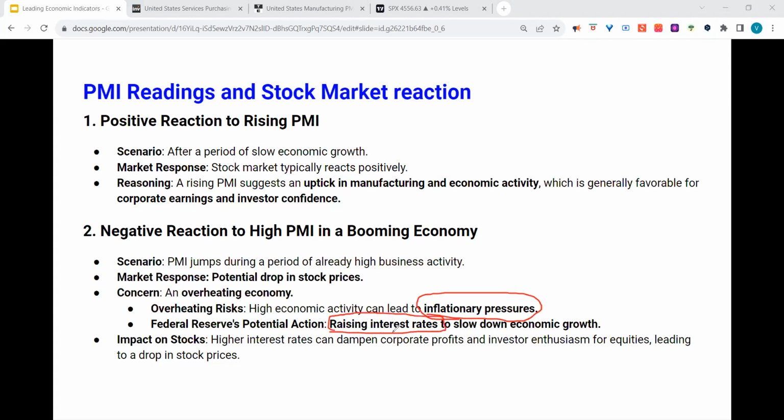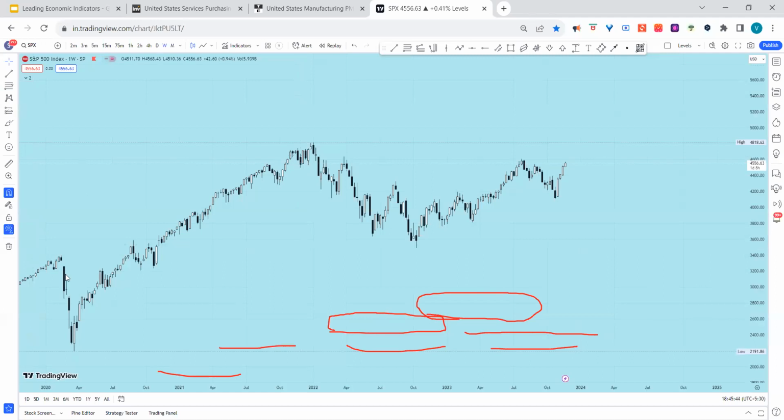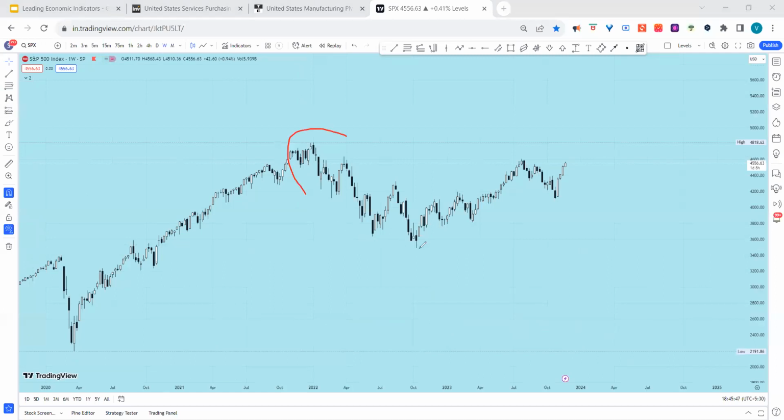We now know the policy actions which were taken by the US Federal Reserve at that point of time: to raise interest rates so that they can slow down the economy, because an economy growing at such a rapid pace leads to inflationary concerns. Higher interest rates can dampen corporate profits and investor sentiment for equities, leading to a drop in stock prices, which we saw in this overall period, right? So this was that particular period to have that understanding.